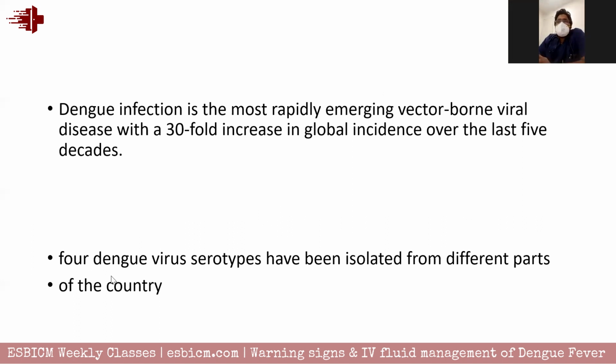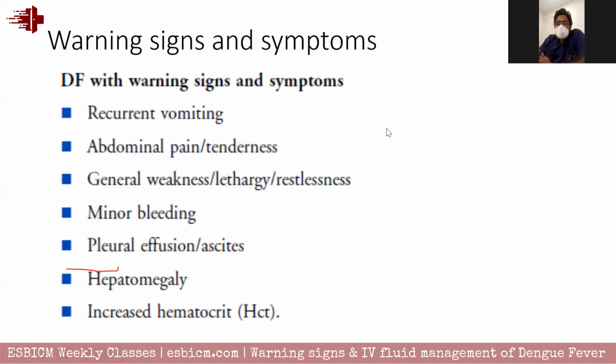Dengue actually occurs in 3 phases. The first is the febrile period, the second is the critical phase, and the third is the recovery phase. Now we'll see how to categorize the patient, when to admit the patient, and when the patient requires intensive care management. For this purpose, newer guidelines have recently been introduced. So first we'll go through the warning signs and symptoms in dengue.